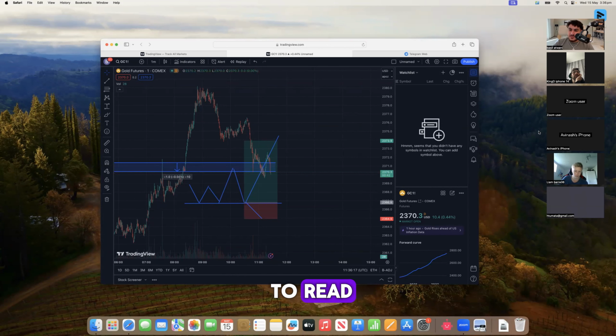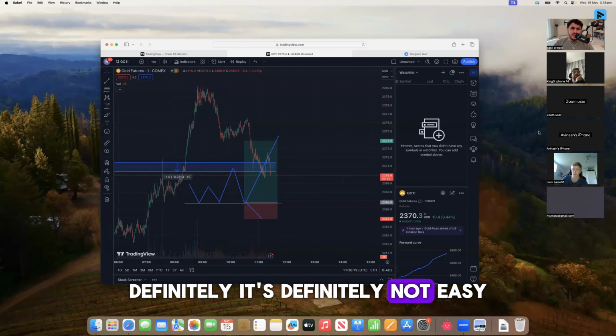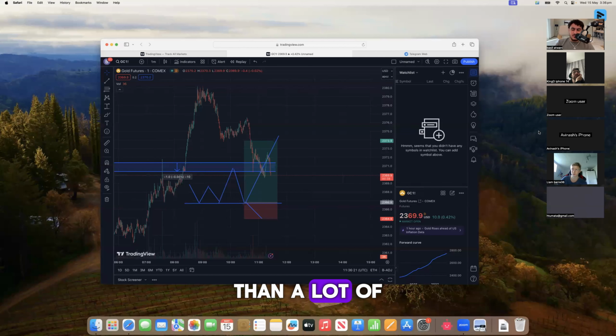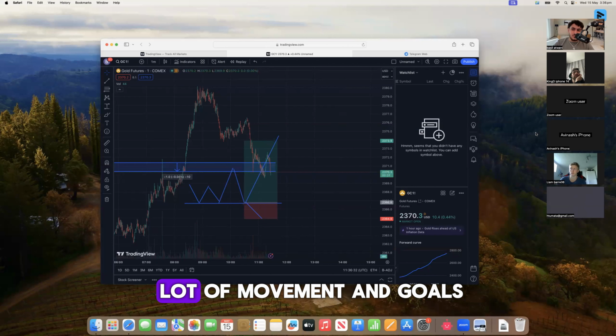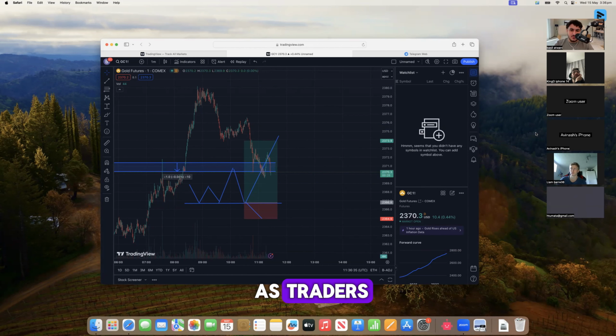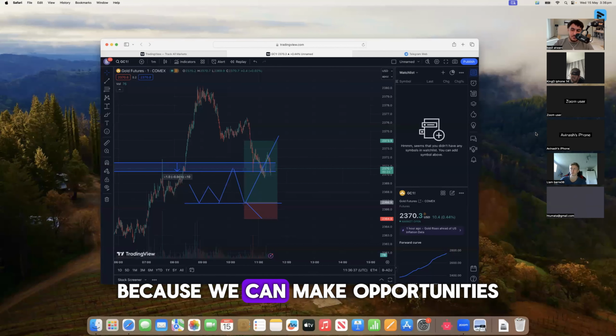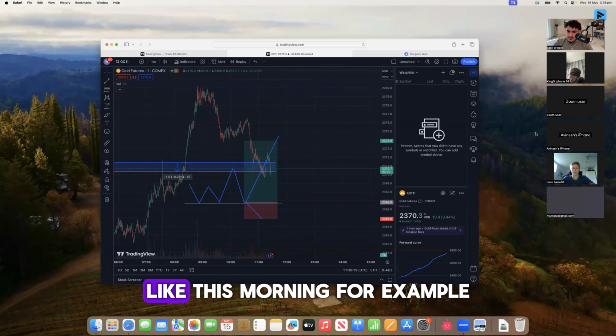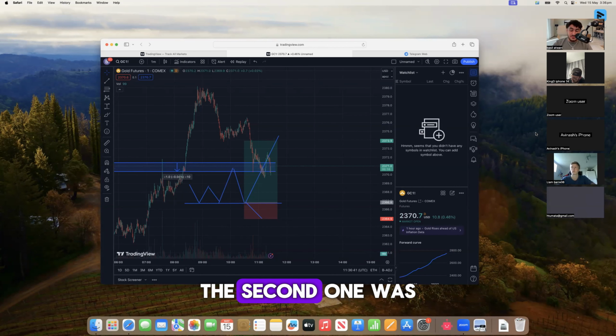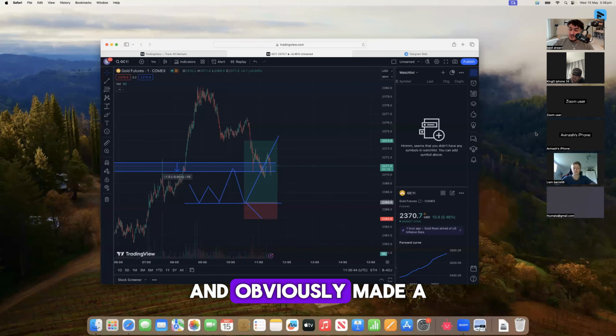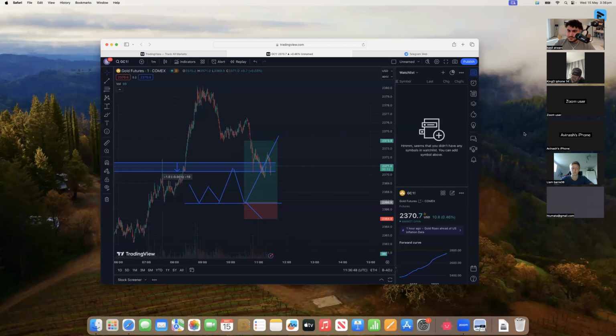Gold is very easy to read. I agree. Yeah, definitely. It's definitely not easy, but it's a lot easier than a lot of the other pairs that are available to us, for example, like Japanese yen and all these other pairs that you can trade. But this is definitely one of the easier ones, and there's also a lot of movement in gold. And obviously for us as traders, movement just means money, because we can make opportunities, we can make money. Like this morning, for example, we took a couple of trades. The second one was very big, and obviously we made a lot of money on that one. So the movement in the market is where we make our money.